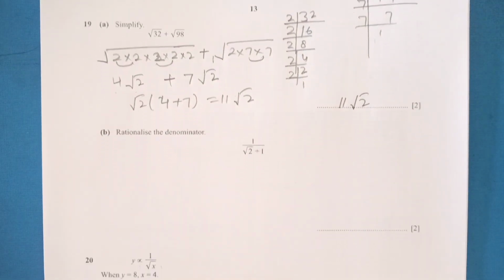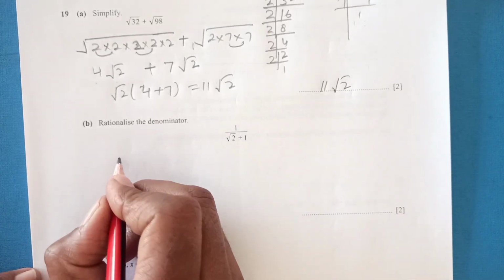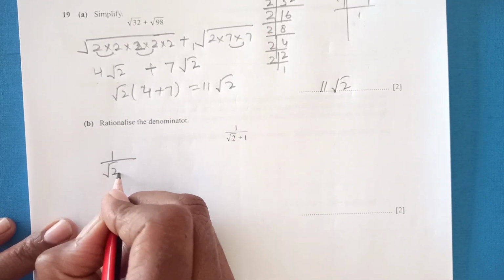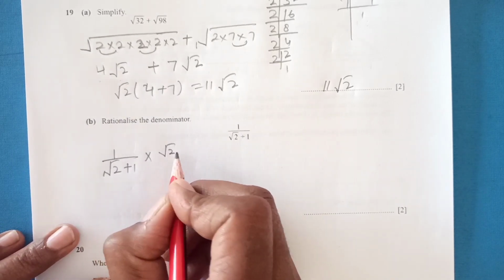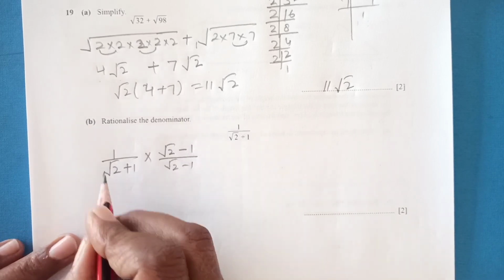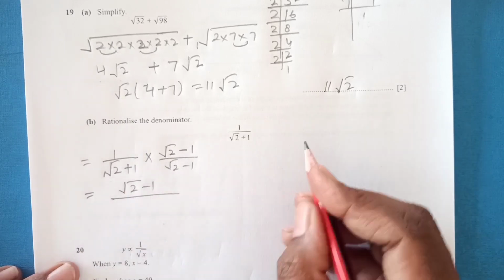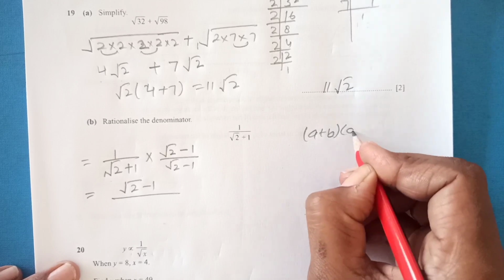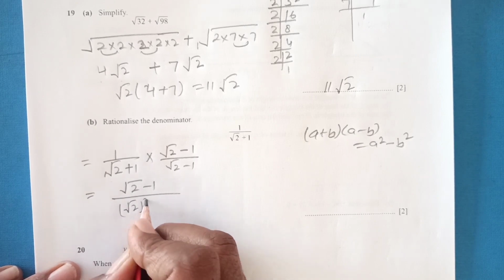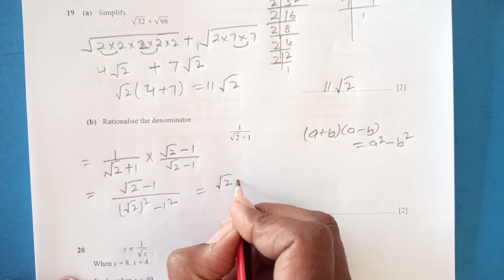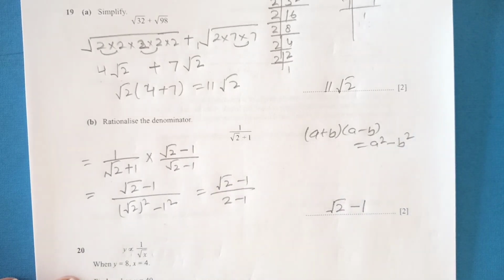Okay. Now next question, rationalize the denominator. So we are going to rationalize. Whenever you rationalize, let me rewrite this here. Always take the opposite sign here, like square root 2 minus 1, square root 2 minus 1. So in the numerator we have square root 2 minus 1. So this is a plus b, a minus b. We have the formula: a plus b times a minus b is a squared minus b squared. So that means this is square root 2 squared minus 1 squared. So square root 2 minus 1 over 2 minus 1, which is 1. So the final answer is square root 2 minus 1.